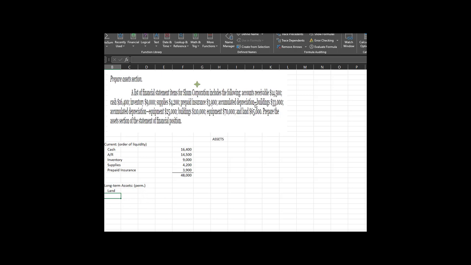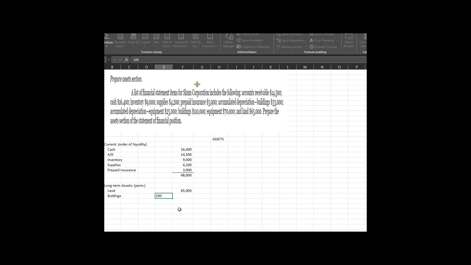Cool. So we got land. How much is our land? Our land is $65,000. Interesting. Okay. And now we are going to have our buildings, because we put the buildings on the land. And so which amount do we want to put on? The buildings of 110,000, or the accumulated depreciation for the buildings of 33? Yep, you got it.